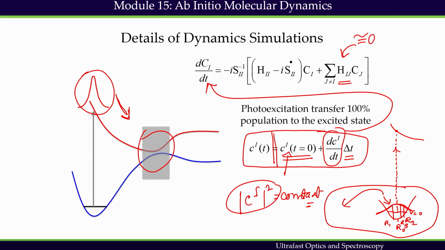So, this propagation without Hij is similar to propagation on a single surface in which Hij does not contribute to the complex expansion coefficient. Thus, the population on the ith electronic state remains constant. Pi equals the square modulus of this. This is the population in the excited state.